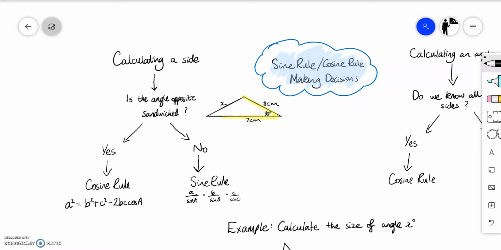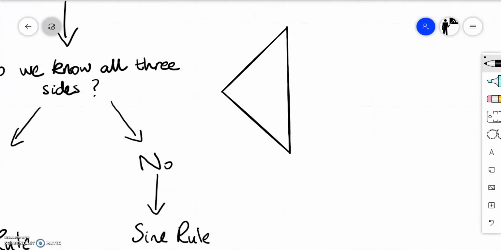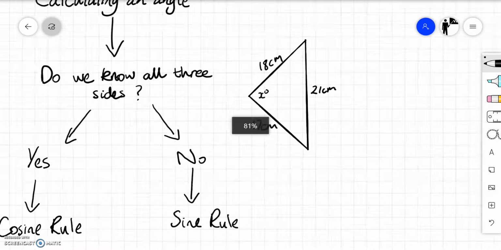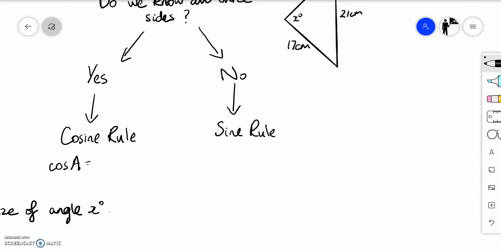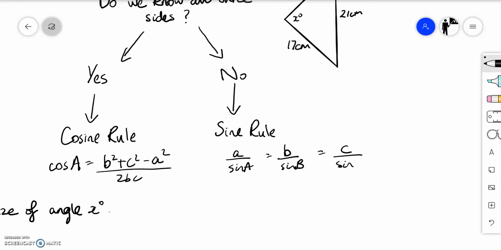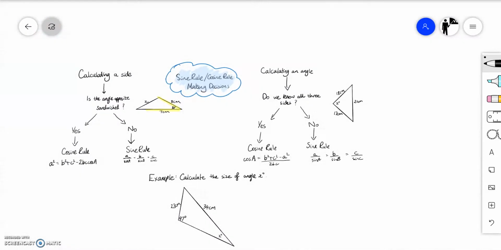But what if you're asked to calculate an angle? If you're asked to calculate an angle, in my opinion, it's actually a bit more straightforward. Let's say we want to calculate this angle here. If we know all three sides, we use the cosine rule. This time, this is the one we're going to use to calculate the angle: b squared plus c squared minus a squared over 2bc. And if we don't, we use the sine rule: a over sine A equals b over sine B equals c over sine C. So if we know all three sides, we use the cosine rule. If we don't, we use the sine rule.